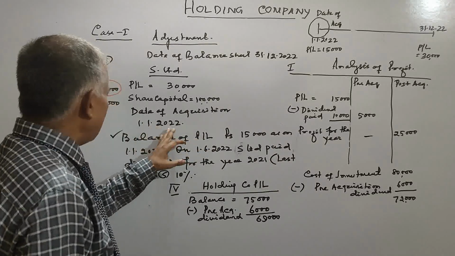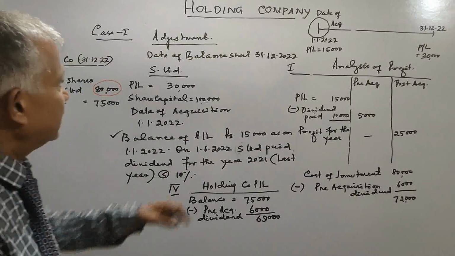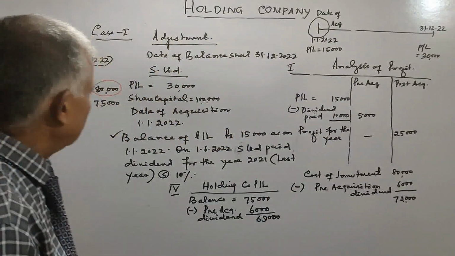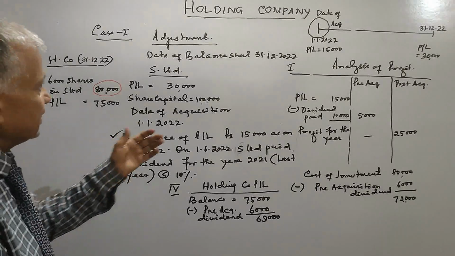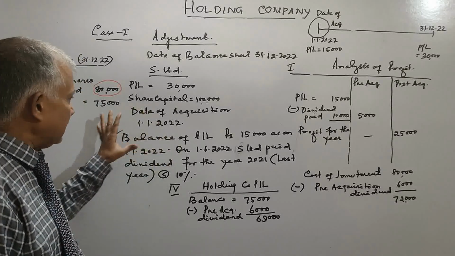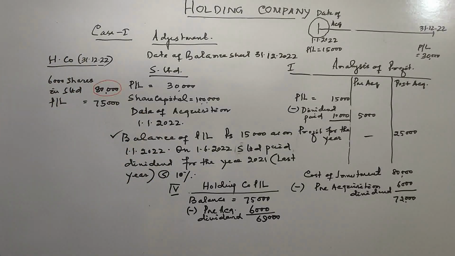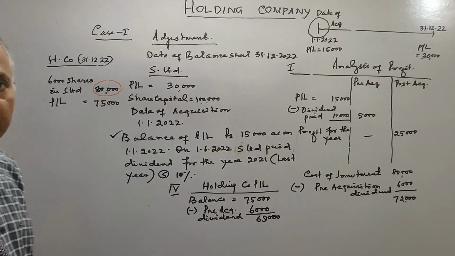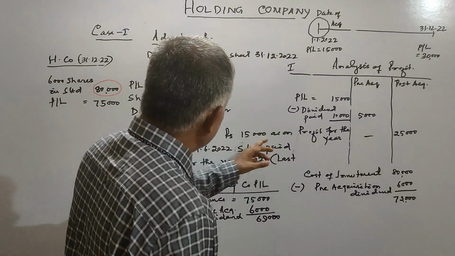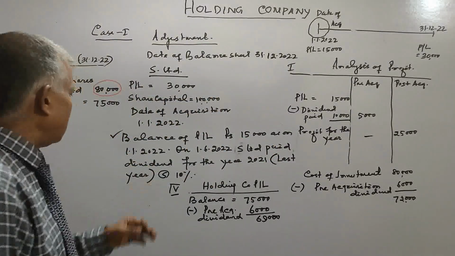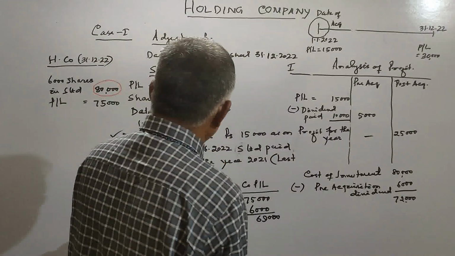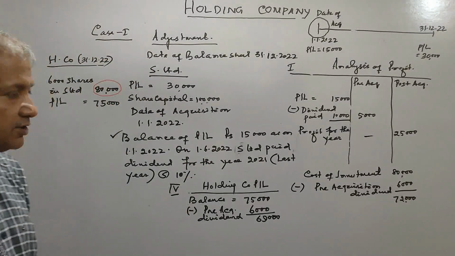Date of acquisition is 1/1/2022, that is at the beginning of the year I have taken. We can also take the middle of the year, we will take it later on. So the adjustment will generally be as follows. All these things will be given to you in the question. Balance of PL rupees 15,000 as on 1/1/2022, on 1/6/2022 or some other date.